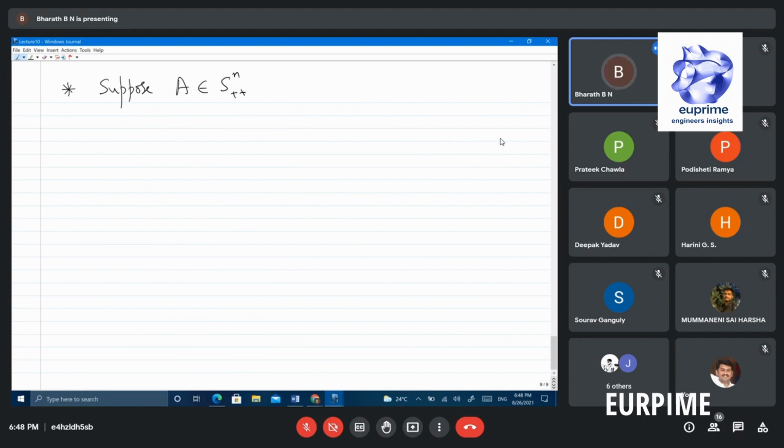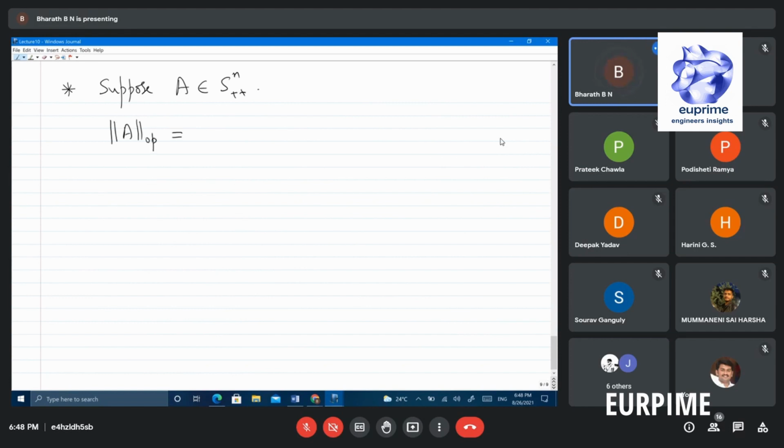Okay. So what is this notation? S means symmetric, right? N means it's an n cross n matrix. Plus means positive definite. Plus means positive semi-definite. Okay. Fine. So it's a symmetric positive definite n cross n matrix. Okay. So what is the operator norm of A?